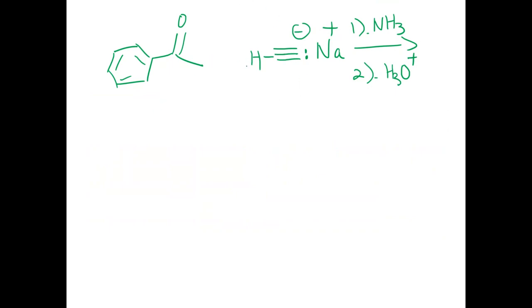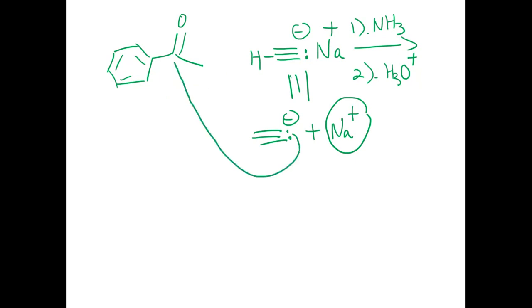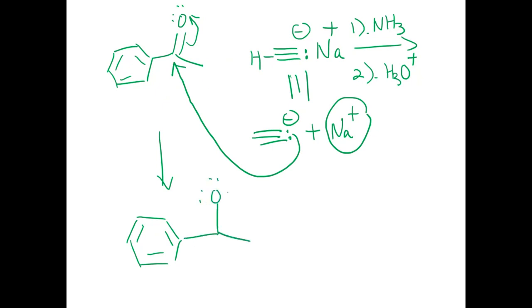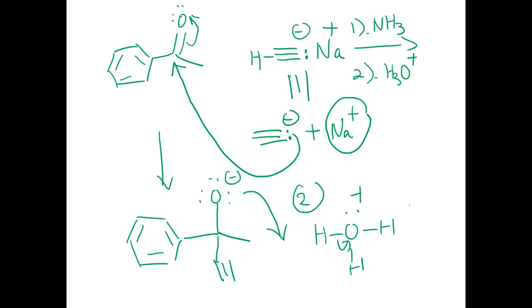Anyway, in the first step, this species we can simplify and consider just as a carbon anion plus a sodium cation, and the sodium is a spectator ion. You don't need to worry about it. This is nucleophilic, so it will attack here and give you the alkoxide. Then in the second step, the acid will provide a proton to the alkoxide, so it will give you the final product.